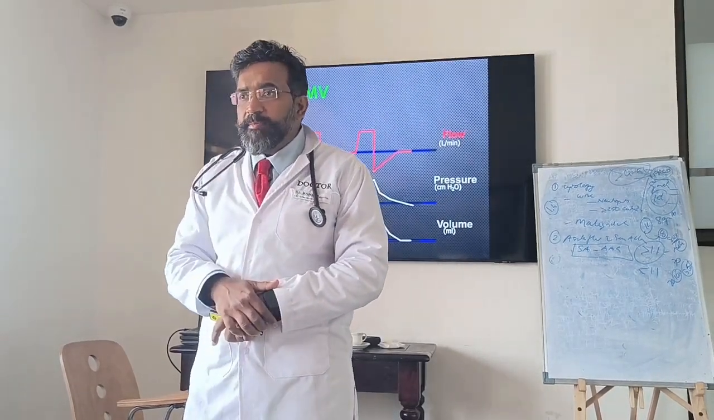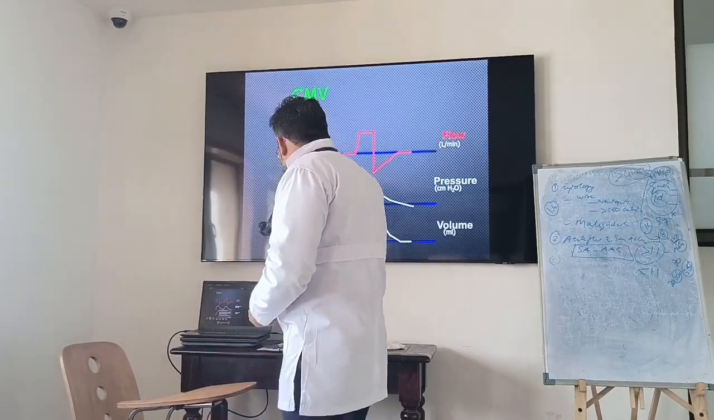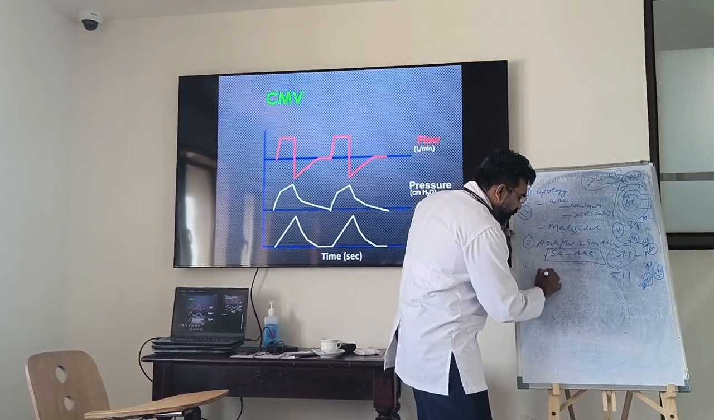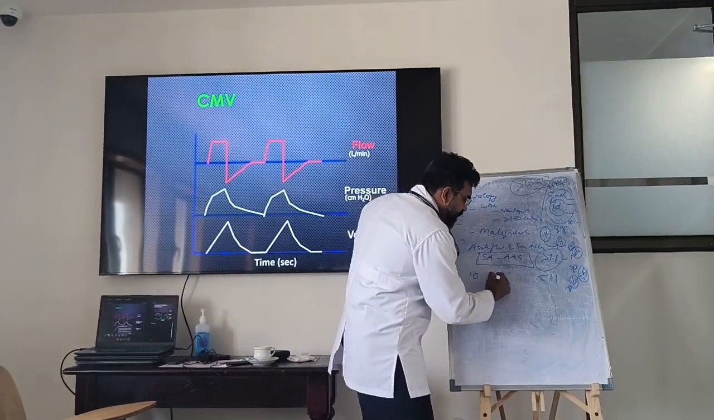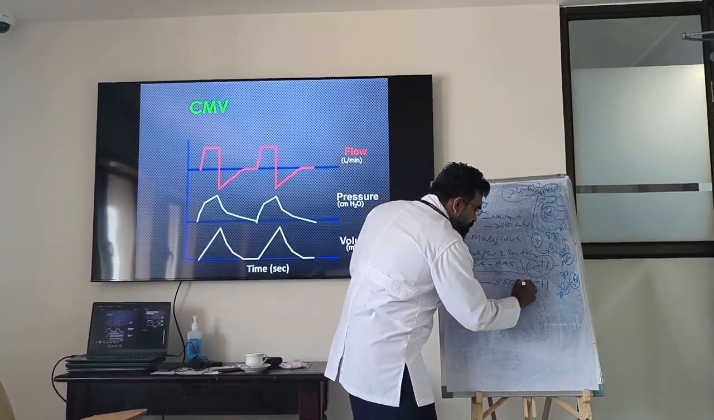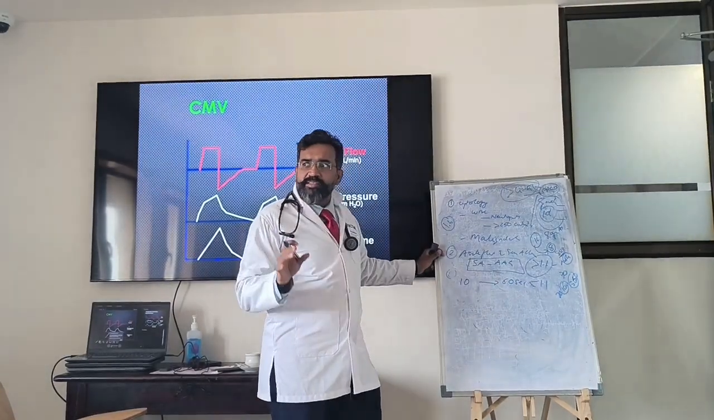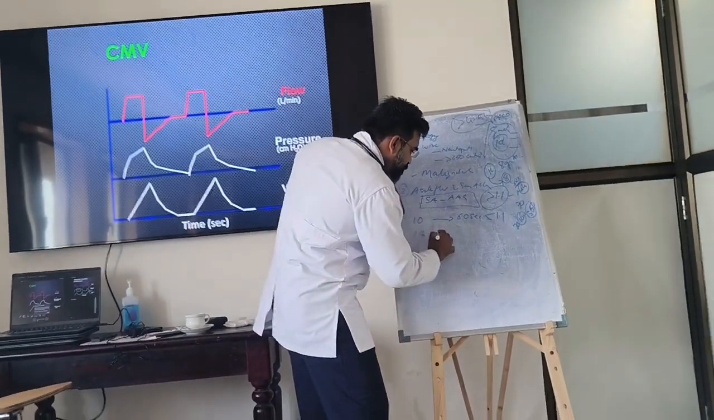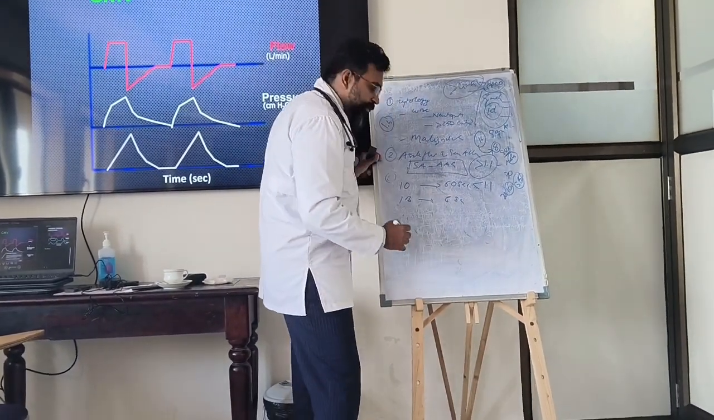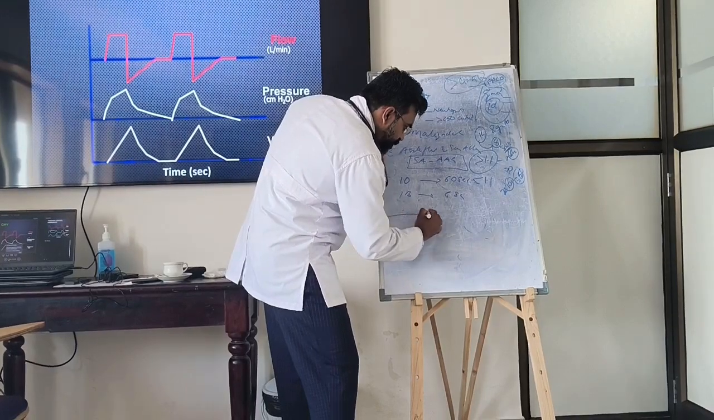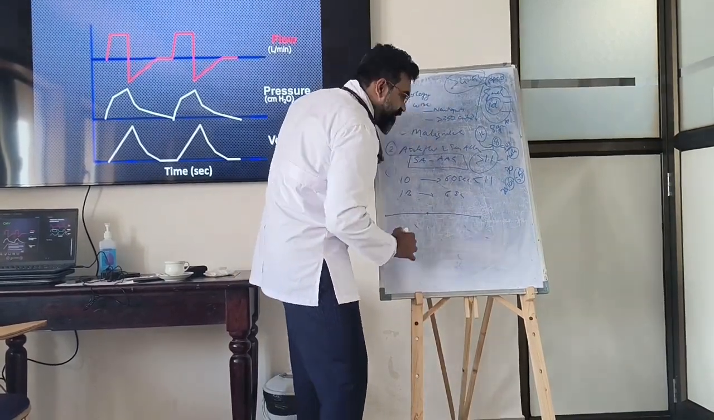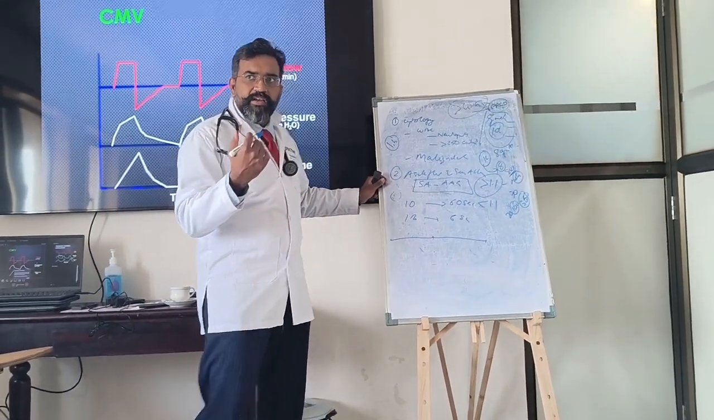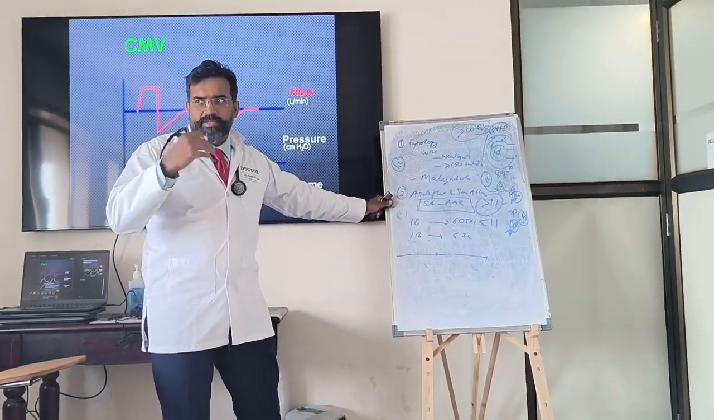Time. What does that mean? If I set a respiratory rate of 10 per minute, that is 10 breaths in 60 seconds. One breath is 6 seconds. That means every 6 seconds, one breath will get over, and then the other breath. When I say breath, or breath cycle, it means inspiration and expiration.